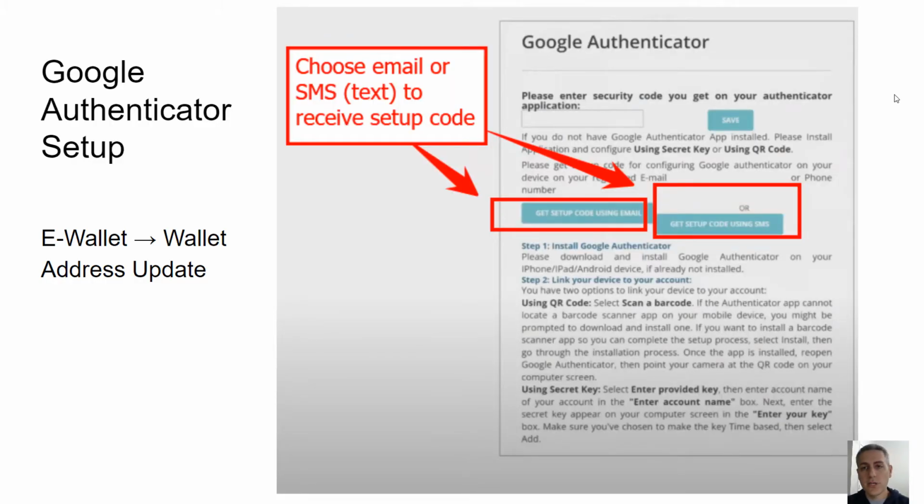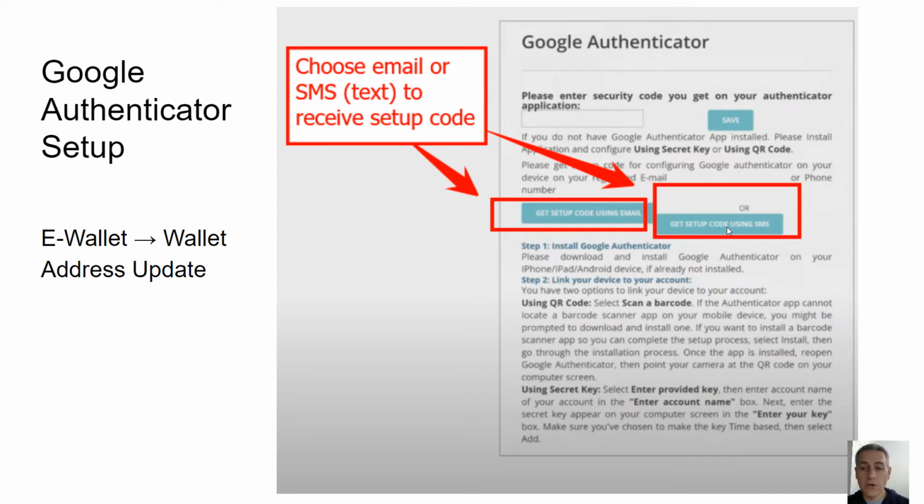Okay, so for those that don't have Google Authenticator already set up with Novatech, this is how your screen will probably look. So the first thing you'll need to do is get a setup code from Novatech to set up the Google Authenticator. Step one is you're going to choose whether you want to receive the setup code either by email or text. If you choose email, click the email button. If you want a text, click the text button. Make sure your email and your phone number are set up correctly in the Novatech back office, because that's where they're going to send it to.